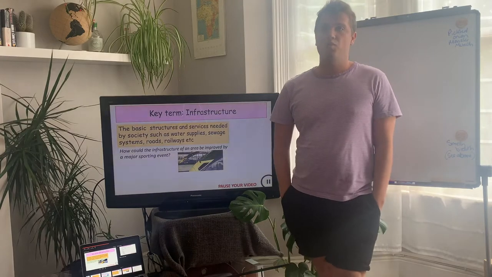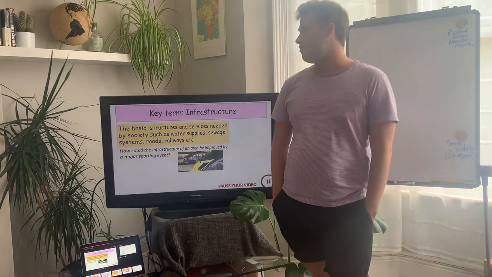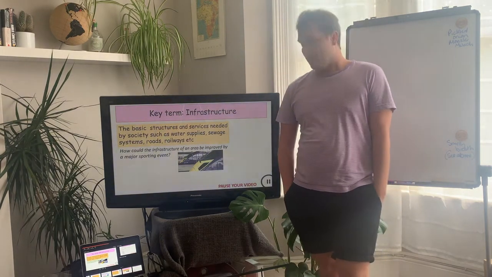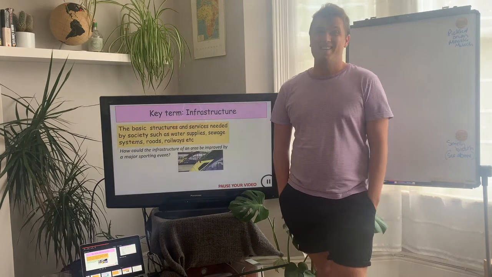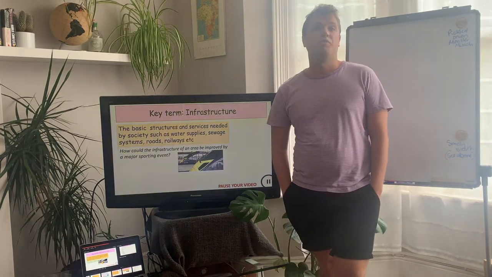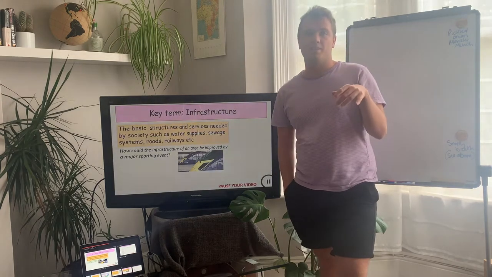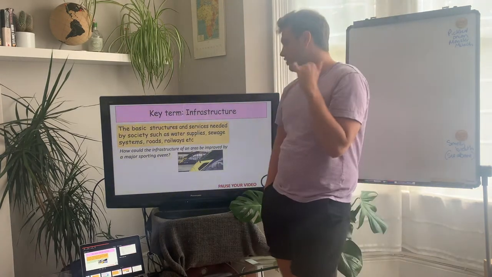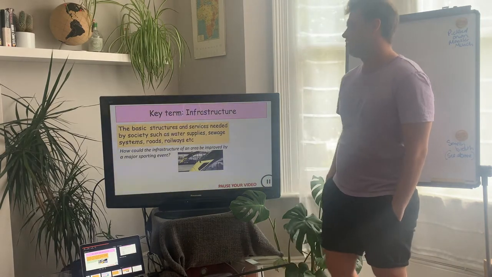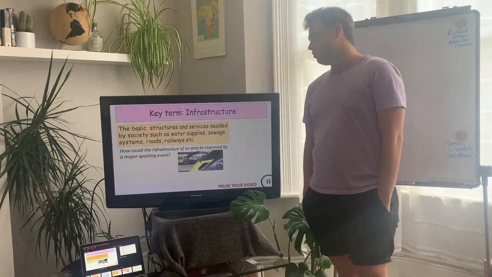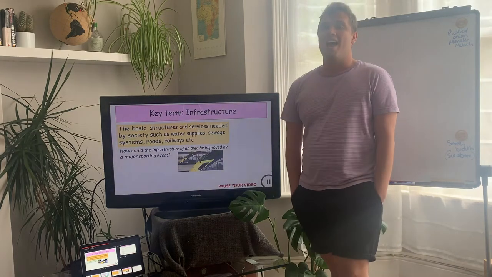So one of the main ways that these cities would have benefited is through an improvement in something called infrastructure. Now, infrastructure is probably one of the most key terms within geography. It's one that we talk about a lot. I've probably already mentioned it before and you've kind of had an idea what it is, but I'm going to tell you explicitly now what I mean by infrastructure. So infrastructure is the basic structures and services needed by society, such as water supply, sewage systems, roads, railways, etc.